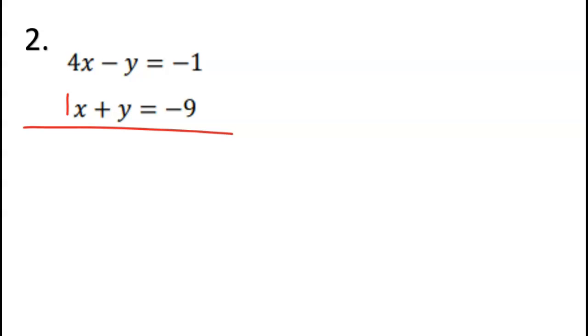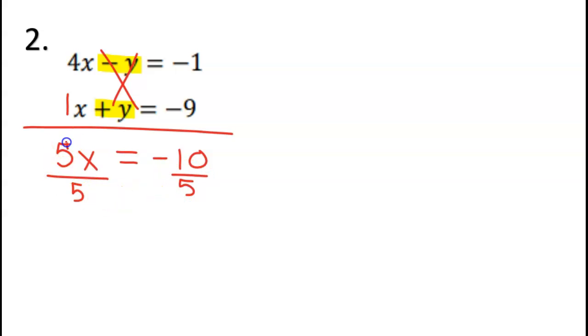What do I get when I add a 4 plus a 1? And what happens to these? They're going to cancel out. They're going to eliminate. These cancel out. And this would be equal to negative 10. That's negative 9. That's negative 10. Can you solve this? Divide both sides by 5.